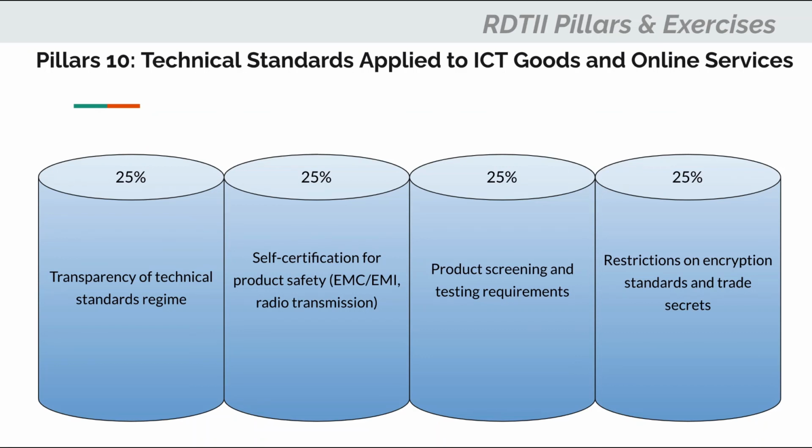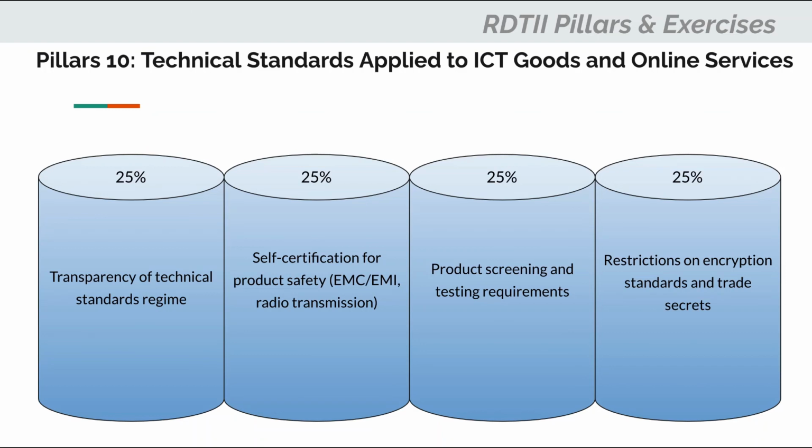First, transparency of technical standards regime. Second, self-certification for product safety, such as EMC, EMI, and radio transmission. Third, product screening and testing requirements. Fourth, restrictions on encryption standards and trade secrets.